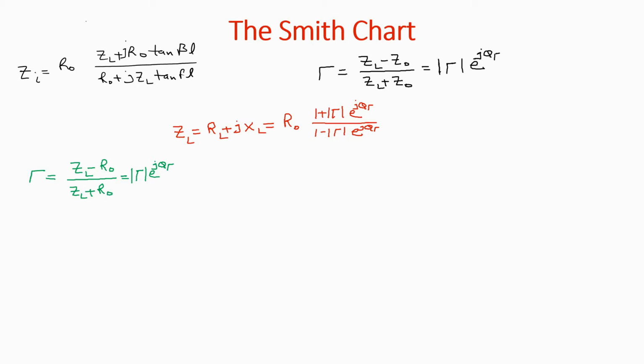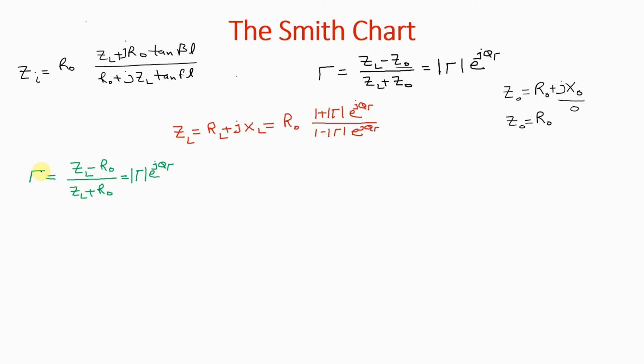This gamma is equal to ZL minus R naught. Now see here there is some difference. Earlier we used Z naught, here we have written R naught. Now you know that we have already discussed it: Z naught is equal to R naught plus J X naught, and for the lossless transmission line, this term is 0. So for a lossless transmission line, Z naught is equal to R naught.